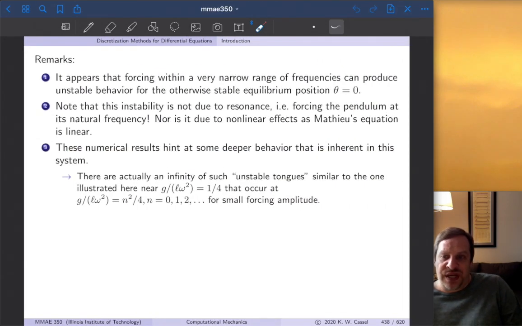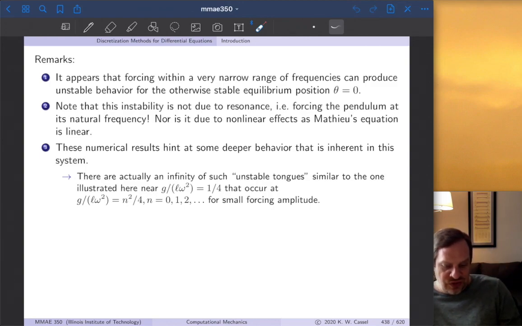So let's talk about that a little bit. It appears that the forcing within this narrow range of frequencies can produce unstable behavior. So again, everything's the same. I just changed the frequency of oscillation just a little bit, and it goes from being stable to being unstable to being stable again, just with this tiny little change.